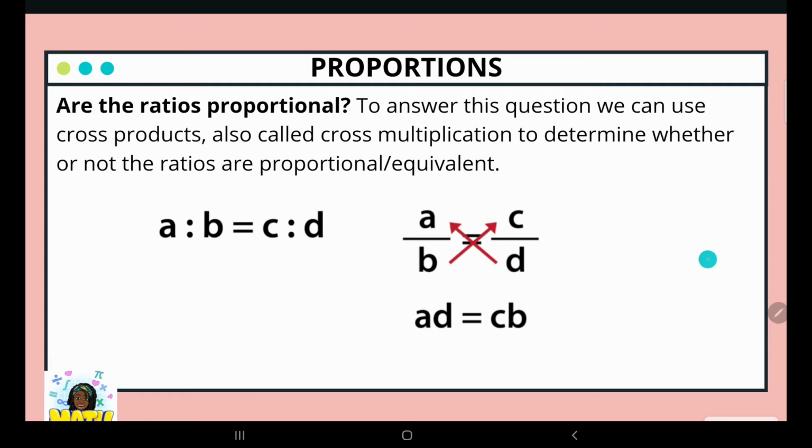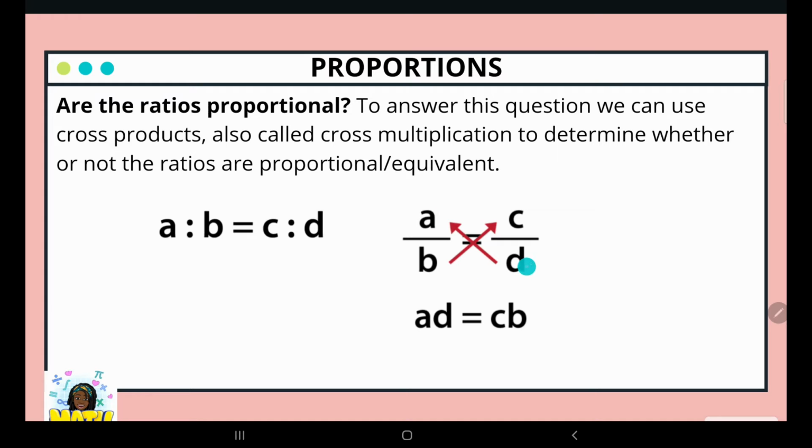To answer this question, we can use cross products, also called cross multiplication, to determine whether or not the ratios are proportional or equivalent. In our previous lessons, we've talked about proportions before, so we know exactly how to do this cross multiplication, which we also sometimes refer to as the butterfly method, because the action of cross multiplying kind of looks like butterfly wings.